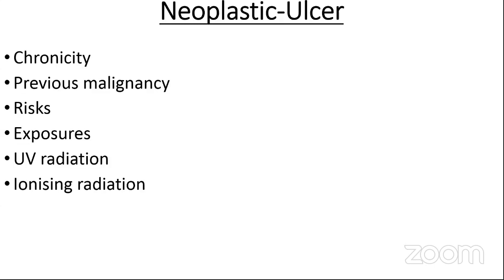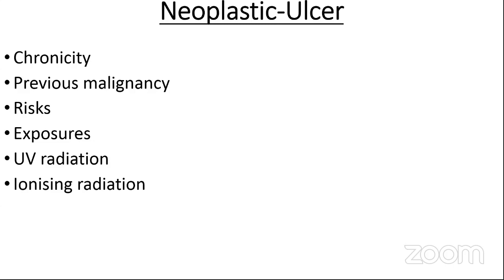Now, neoplastic ulcer, when will you suspect? When the ulcer is not healing, or when the patient had previous malignancy and risk, like usually a long-standing ulcer. Then there is something called Kangri ulcer. In patients in Kashmir where there is cold, they keep a hot earthen pot over the belly. This can give rise to ulcer, and long-standing this ulcer can become squamous cell carcinoma.